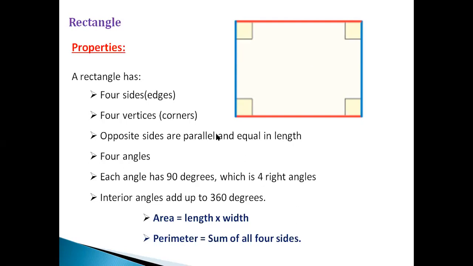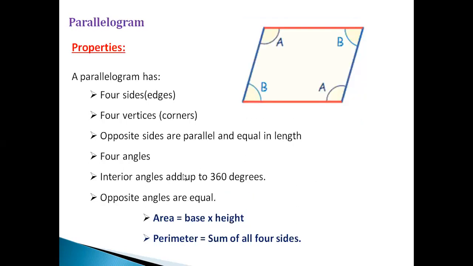So what is the next one? What is the next shape, rather? Which is a parallelogram. A parallelogram, again, it has four sides. That's why it's called a quadrilateral. The four vertices, you can see that.